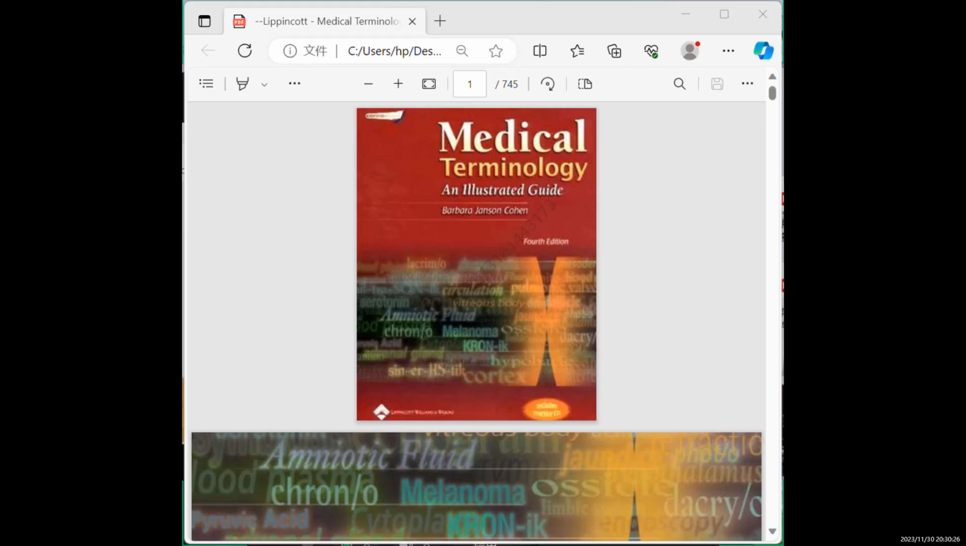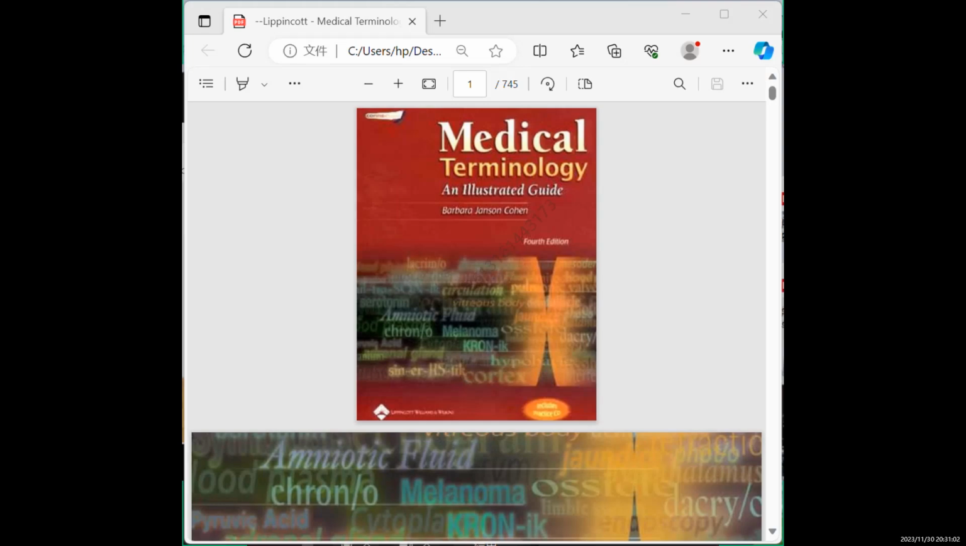Today we would like to talk about medical terminology. I'm sure that you can see the shared screen. I'm now making use of the PDF textbook called Medical Terminology: An Illustrated Guide. The author is Barbara Janson Cohen. This is the fourth edition, but as I know, there is also a seventh edition or even an eighth edition of this book.